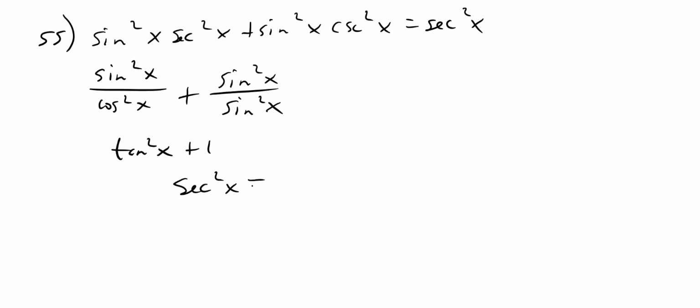And tangent squared of x plus 1 is secant squared of x. That was easy. Okay, put the Kleenex away from the last problem. All right, so that was pretty easy. That was 55.